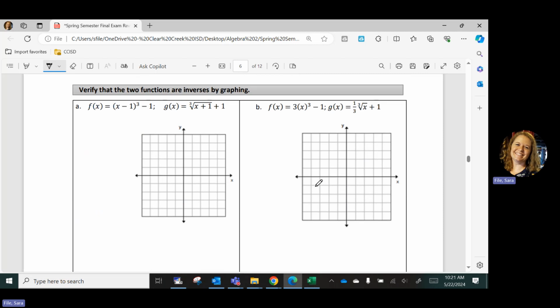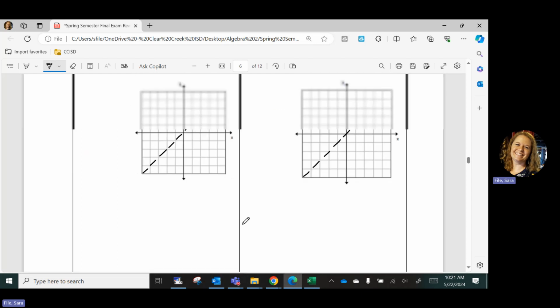All right, now these say verify that these are inverses by graphing. So that's what I was just saying. To verify that these are inverses, when I graph both of them, they should be a reflection across this line, y equals x. I'm going to go ahead and draw that line, y equals x.